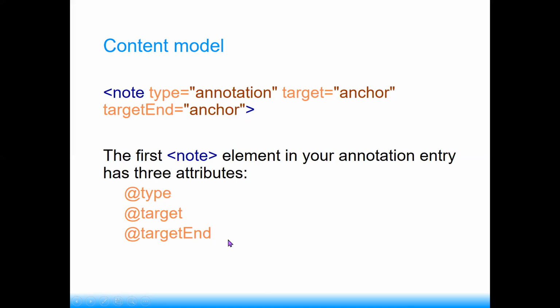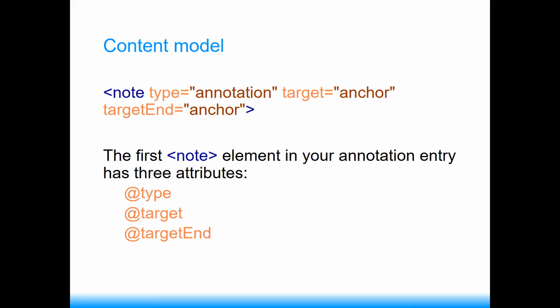So there's the 3 attributes spelled out. We need an @type attribute, which will always have the value of annotation. And then we need that target attribute and that target end attribute, each of which will have the value of the target of the anchor that we want to point to.